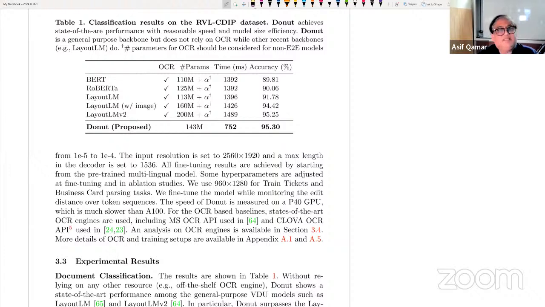The time in milliseconds that it takes to process is sub-second, right? 752 milliseconds, whereas all the other state-of-the-art models at that time were taking more than a second per document. A second is 1,000 milliseconds, right? What is the accuracy? Do you observe, guys, that it achieves state-of-the-art accuracy in document classification straight off the bat? Isn't that impressive? It takes years to perfect.